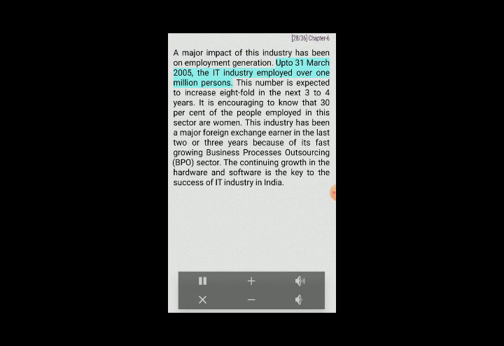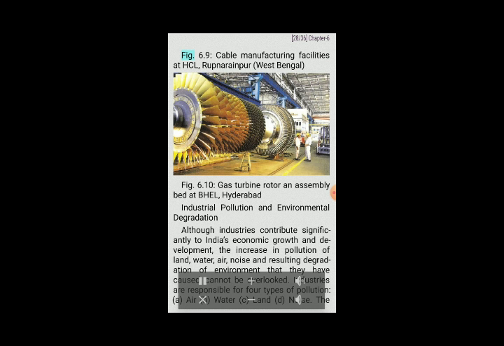A major impact of this industry has been on employment generation. Up to the 31st of March 2005, the IT industry employed over 1 million persons. This number is expected to increase eightfold in the next 3 to 4 years. It is encouraging to know that 30% of the people employed in this sector are women. This industry has been a major foreign exchange earner in the last 2 or 3 years because of its fast-growing business processes outsourcing (BPO) sector. The continuing growth in the hardware and software is the key to the success of IT industry in India.